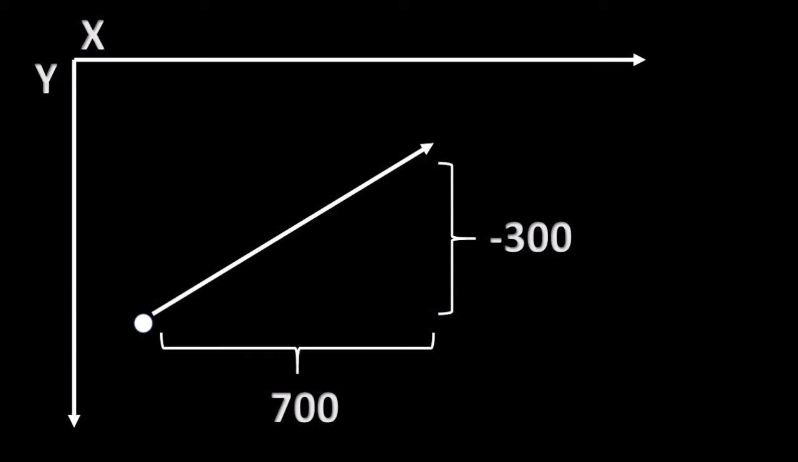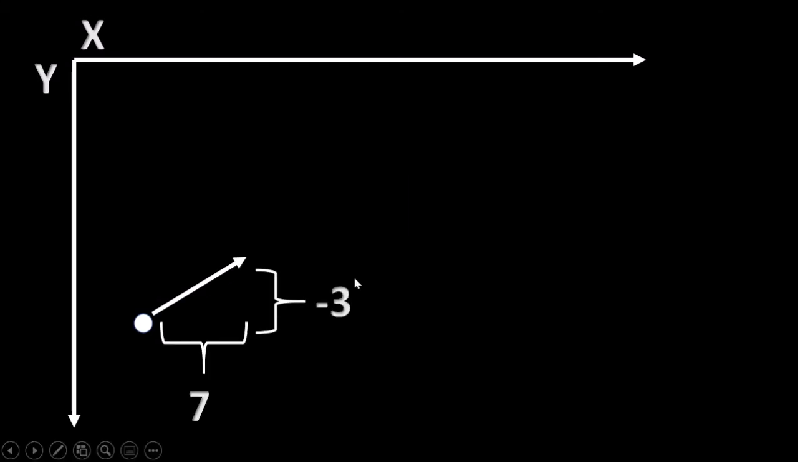If we want to slow the ball down or increase the speed, we increase or decrease the length of this vector, but not necessarily the direction. So for instance, if we decrease the speed of this ball, then we can do so by keeping the ratio of the X and Y components the same, but just changing the length or the magnitude of this vector. So let's go ahead and do this.